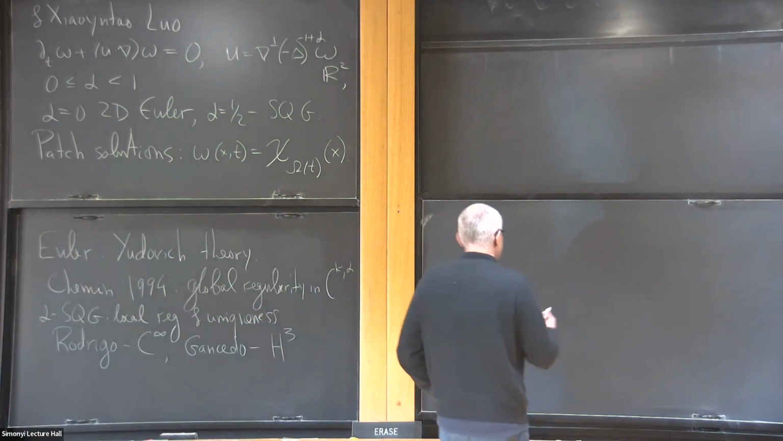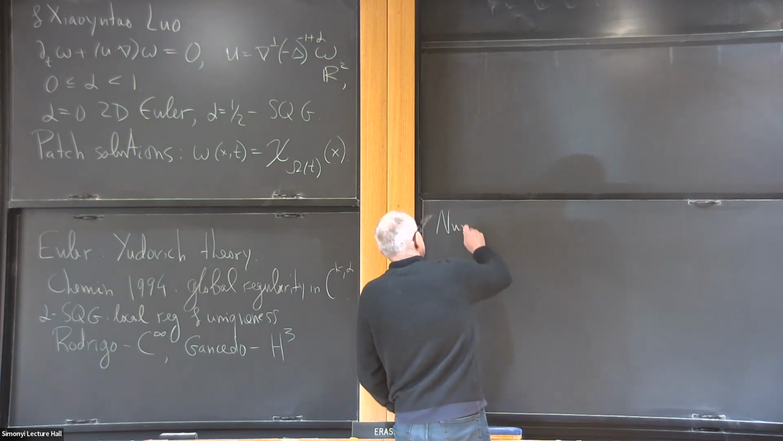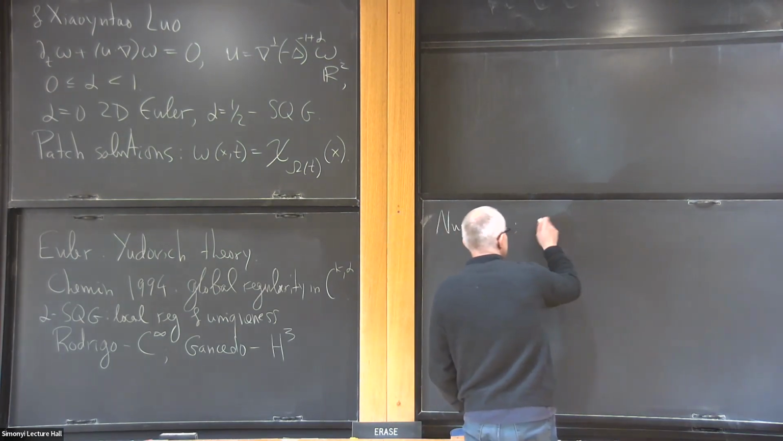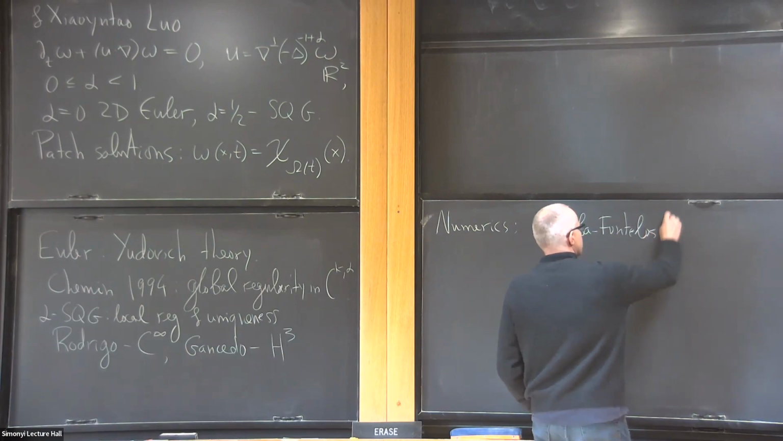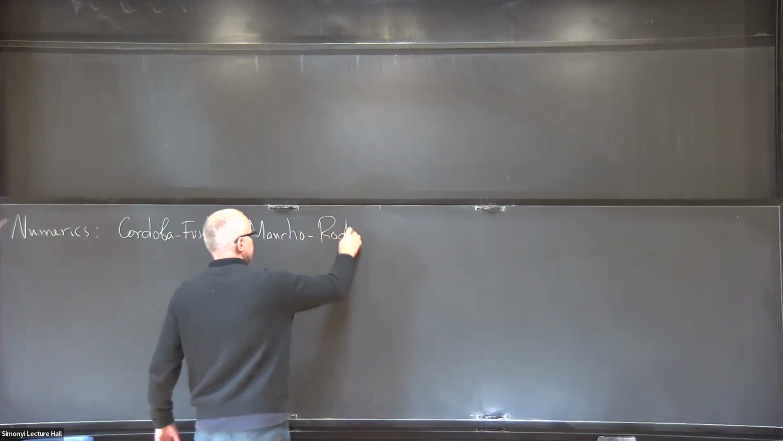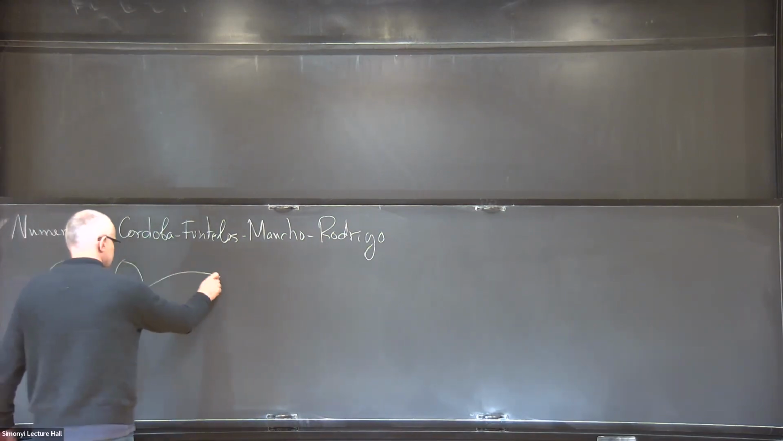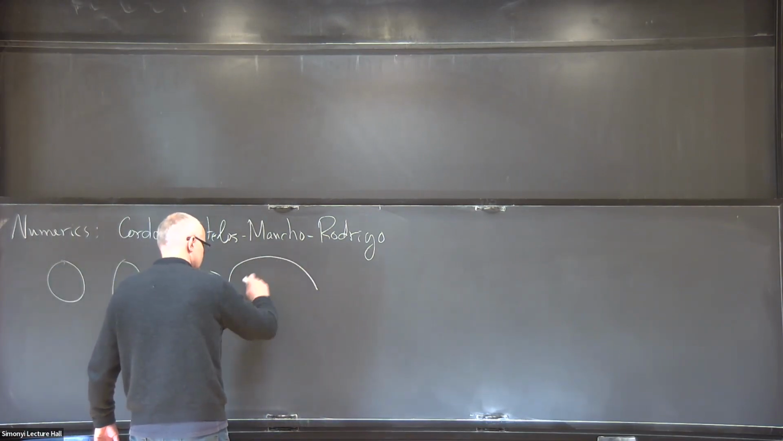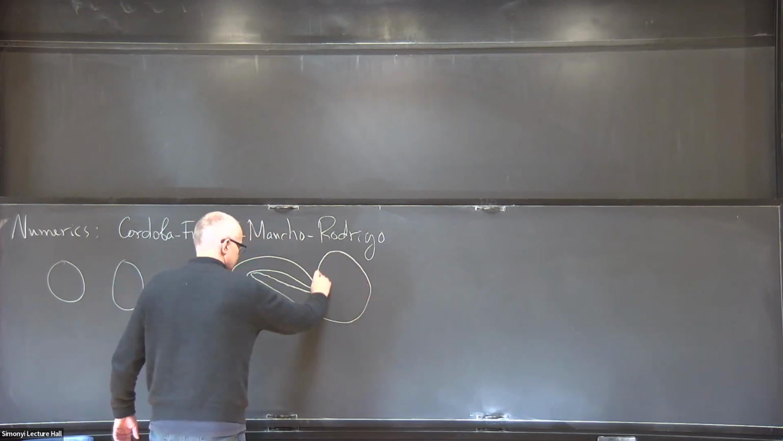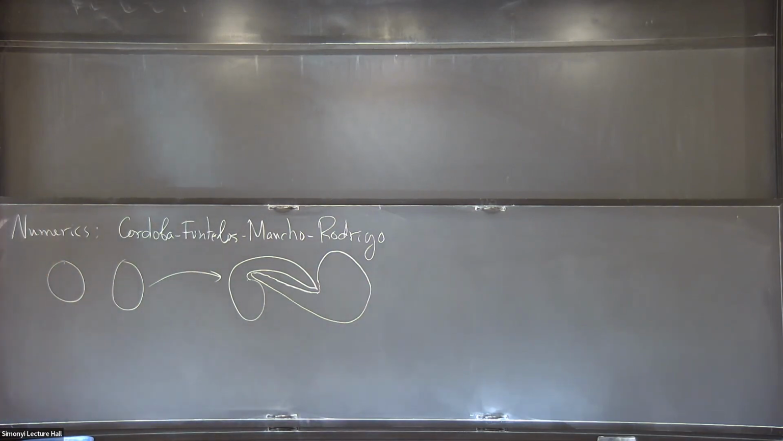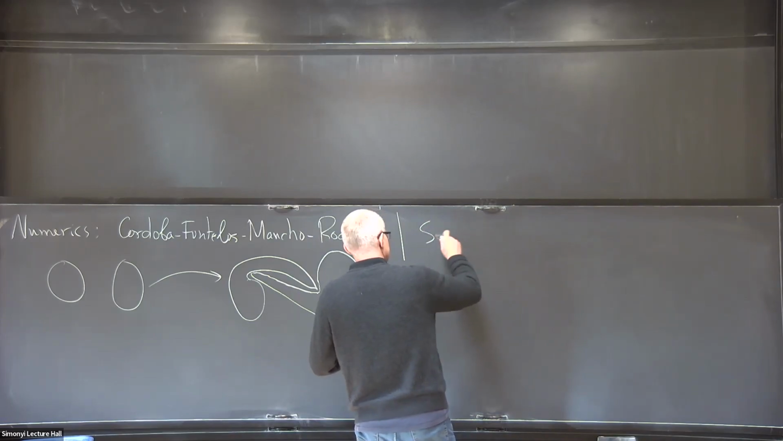On the other hand, there have been some numerical simulations that for alpha SQG suggested that there could be finite time formation of singularities. So numerics, I think the first one was by Cordoba, Fontelos, Mancho, and Rodrigo. And they started with two patches. And in their numerical simulations, what they saw is that the patches develop sort of arms like this, and then they appear to touch each other. And at the point of touch, curvature becomes infinite. Okay. And then there is also numerics by Scott and Dritschel.